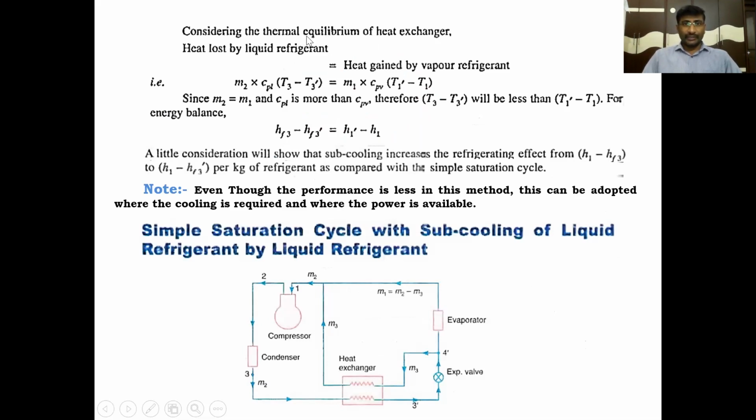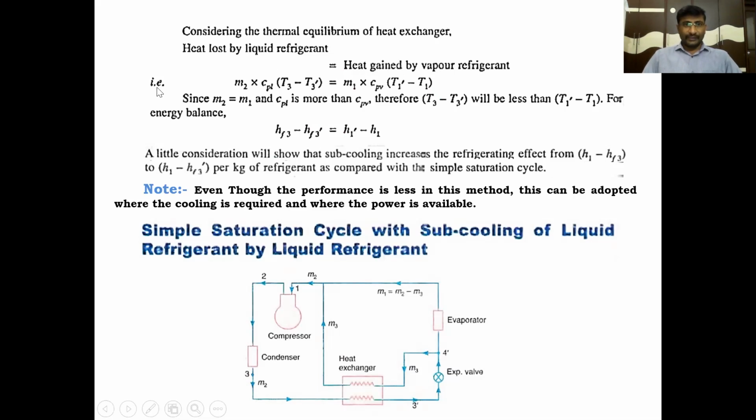Thermal equilibrium means the heat balance equation: the heat lost by the liquid refrigerant in the heat exchanger is equal to the heat gained by the vapor refrigerant. Because here in the heat exchanger, we are using two types of fluids, one is the vapor refrigerant and the other is the liquid refrigerant. By heat balance, the heat rejected by the liquid refrigerant is equal to the heat absorbed by the vapor refrigerant.